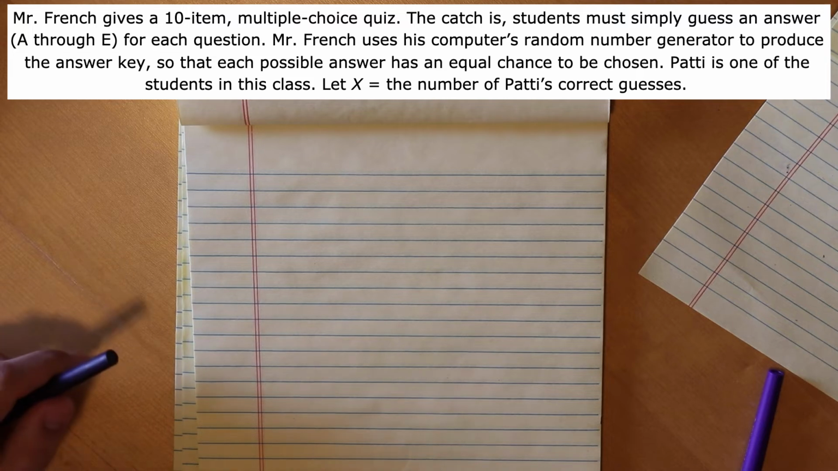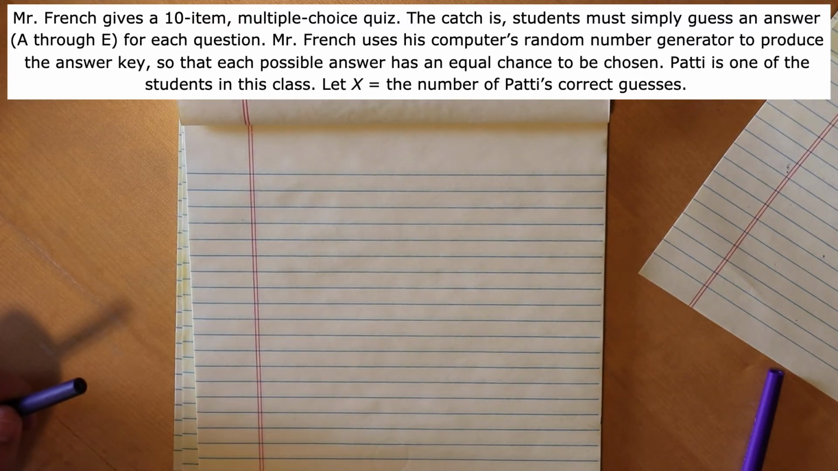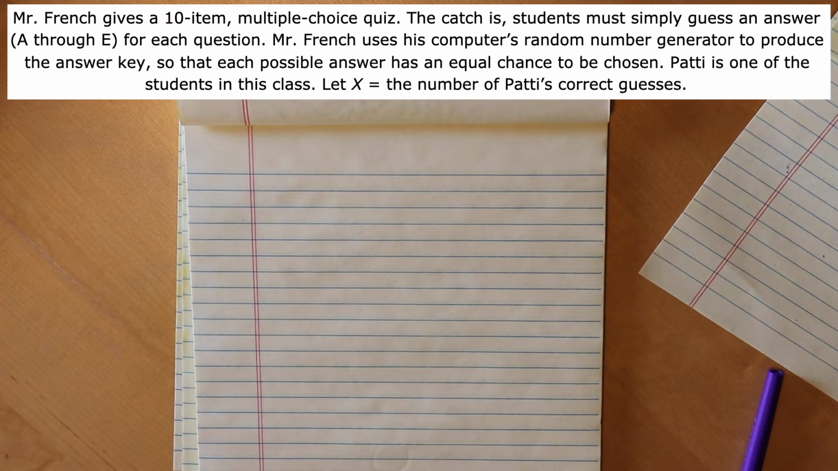So let's say that Mr. French gives you a 10-item multiple choice quiz. The catch is each student must simply guess the answer A through E for each question. Mr. French uses his computer random number generator to produce the answers to the key so that each possible answer has an equal chance to be chosen. Patty is one of the students in the class. Let's say X is the number of questions that Patty gets right.